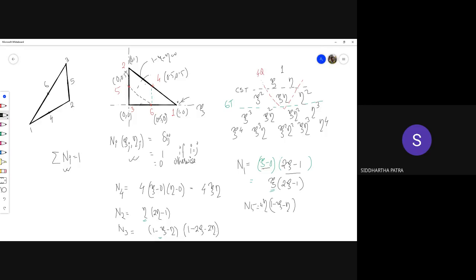Because at 5 the eta value is 0.5, so it is not giving you 1. Then you'll have to multiply with 4 actually. So then it is 0.5 times 0.5. Is it the correct expression?